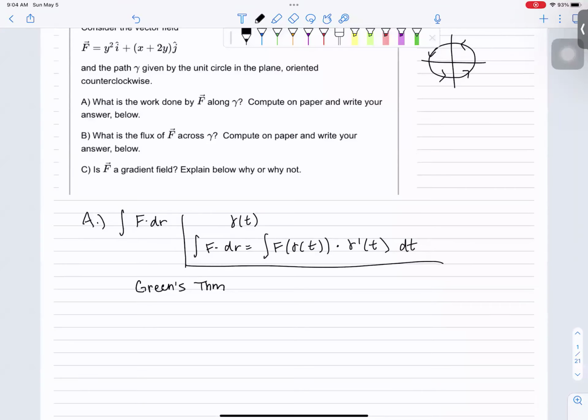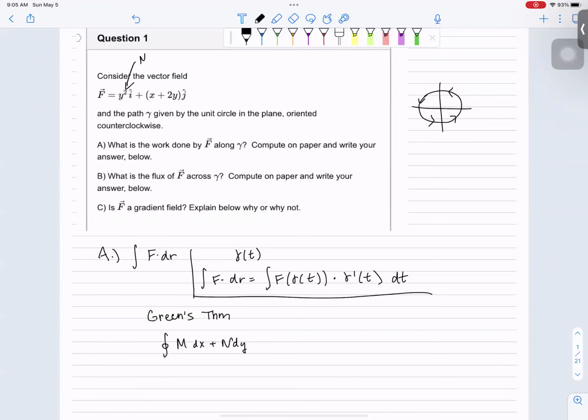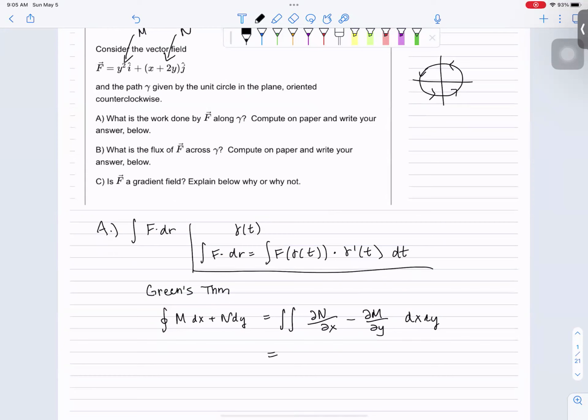So what does Green's theorem say? It says that the integral of M dx plus N dy, where I'm calling the components of my field M and N, equals the double integral of the partial of the second component with respect to x, minus the partial of the first component with respect to y, dx dy. So if we take the partial of this thing with respect to x, we get 1, minus the partial of this thing with respect to y, which is 2y, dx dy.